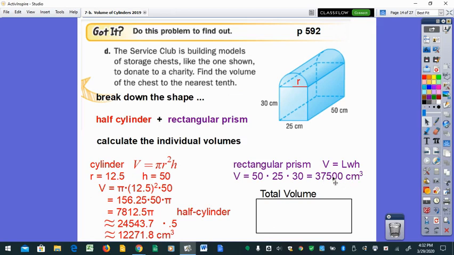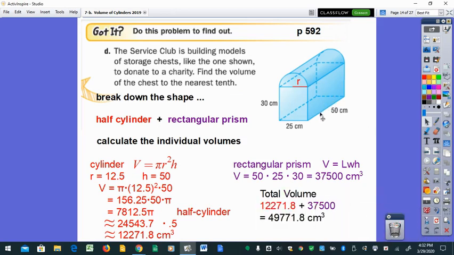Here's the half cylinder. Here's the rectangular prism. Notice they're stacked on each other, so we're going to add those two volumes, and the volume of this composite shape that looks like a mailbox would be 49,771.8 centimeters cubed. Don't forget, you can pause the video if you want to kind of look at this, write this down, see what's going on. Feel free to do that.